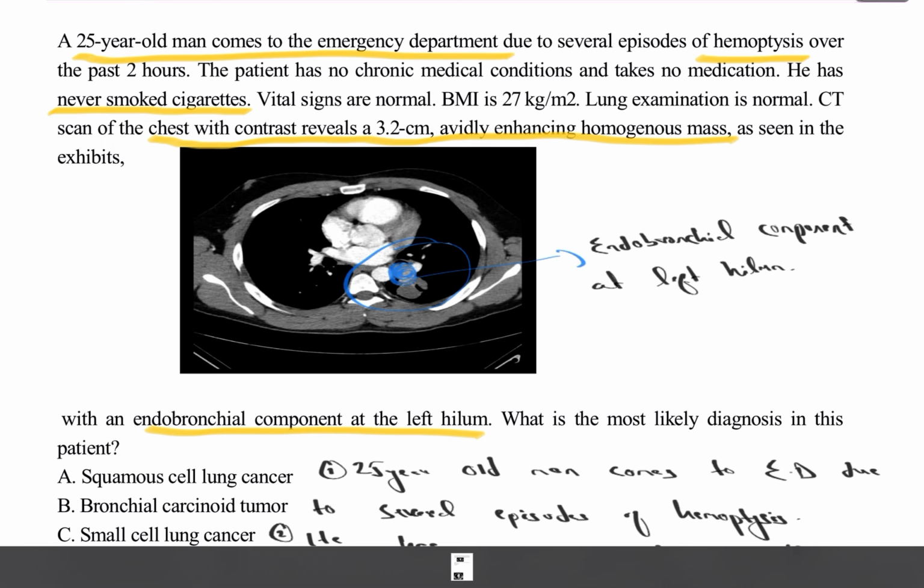A 25-year-old man comes to the emergency department due to several episodes of hemoptysis over the past 2 hours. The patient has no chronic medical condition and takes no medication. He has never smoked cigarettes. Vital signs are normal. BMI 27 kg/m².